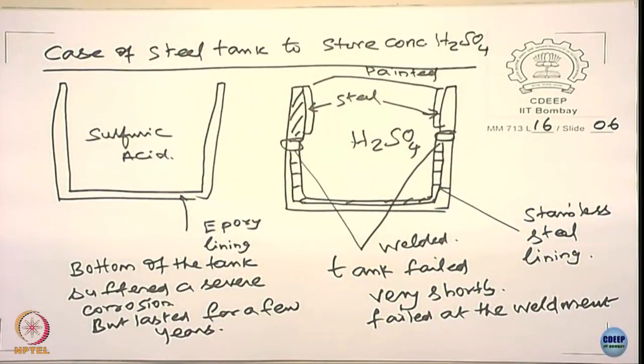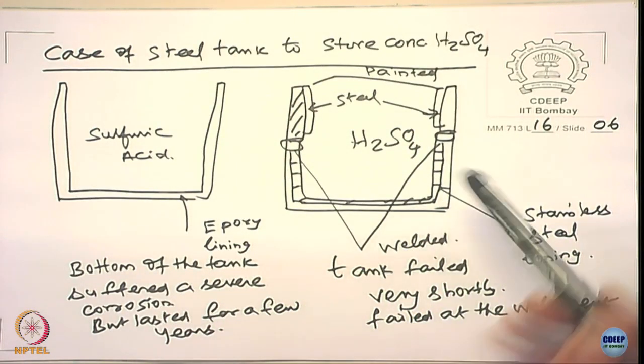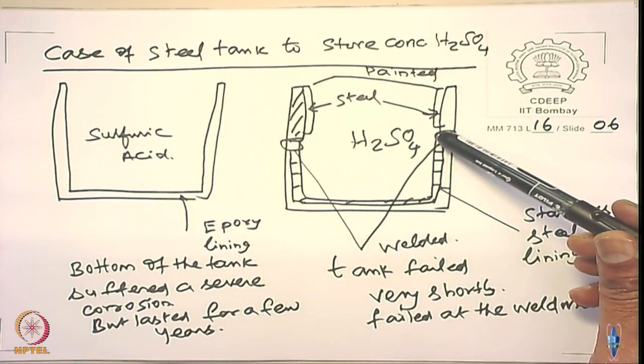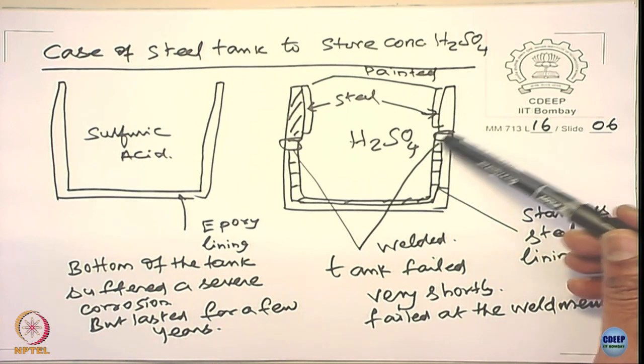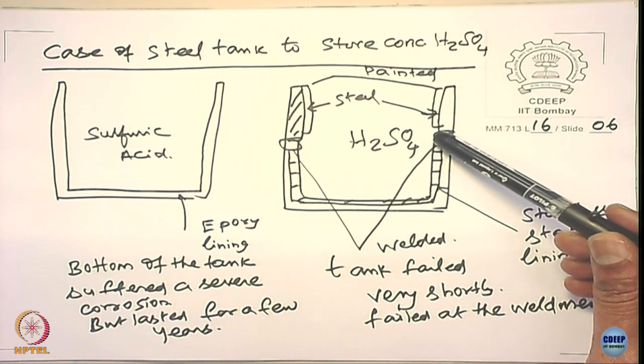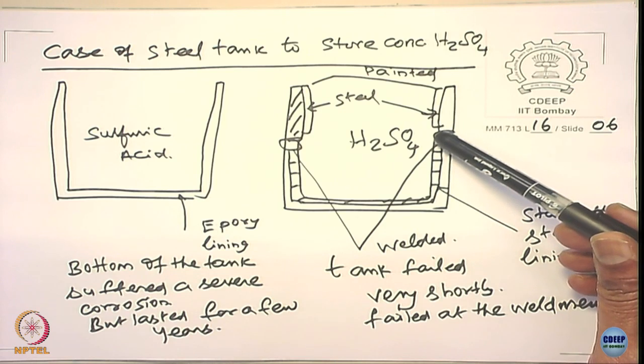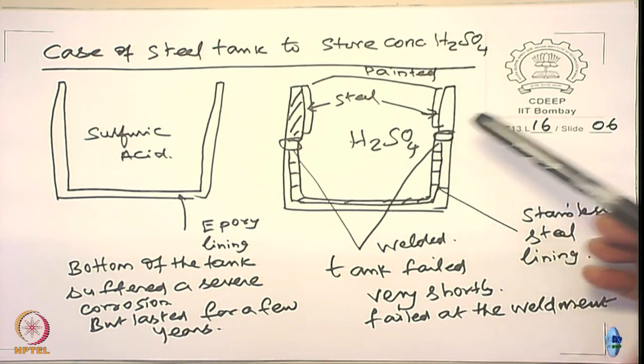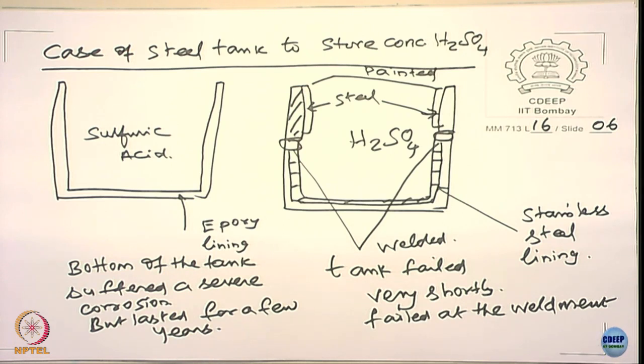Very interestingly, the person diagnosed saying that the painting is bad, and so the tank failed, because the corrosion occurred at the paint location, where it is welded. Painting is always difficult at the weld location. Normally you grind very nicely and then you paint. So the person said that the failure happened because of improper painting, and they went on to say that we should redo the painting. But some wisdom prevailed and they tried to look at why it had failed.